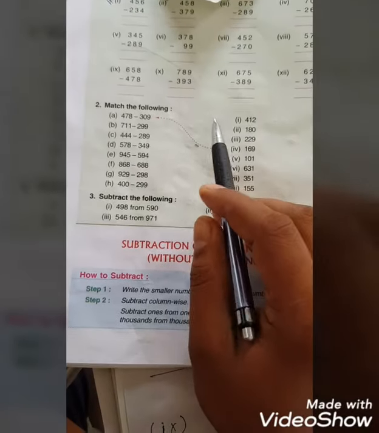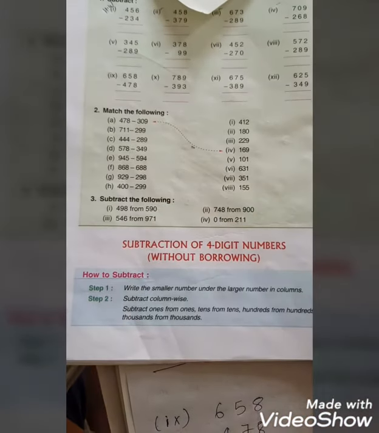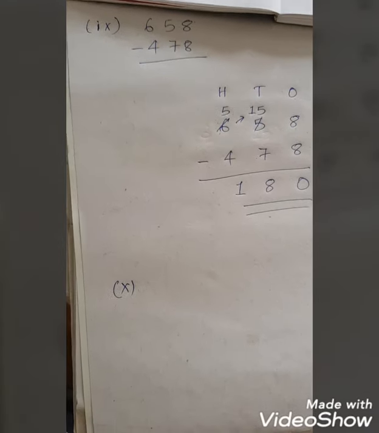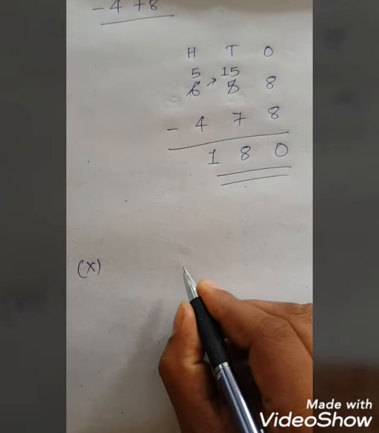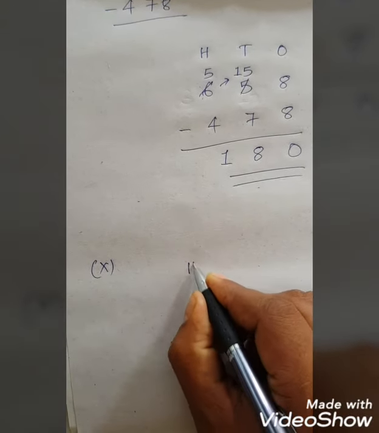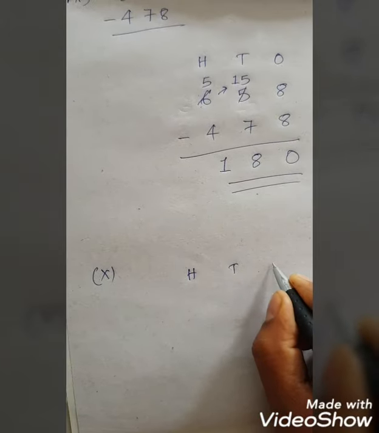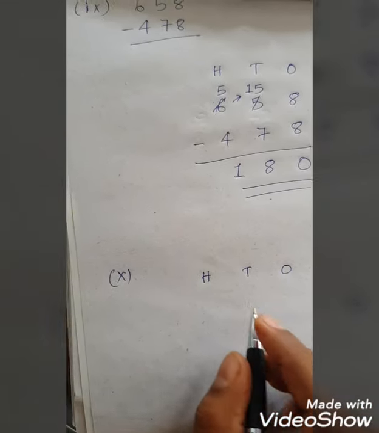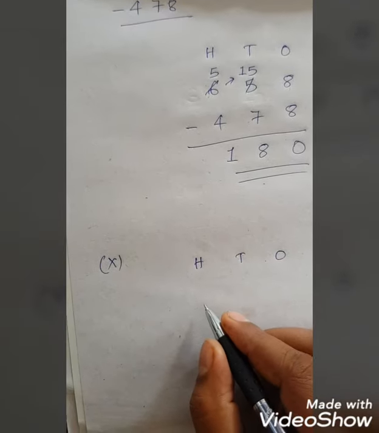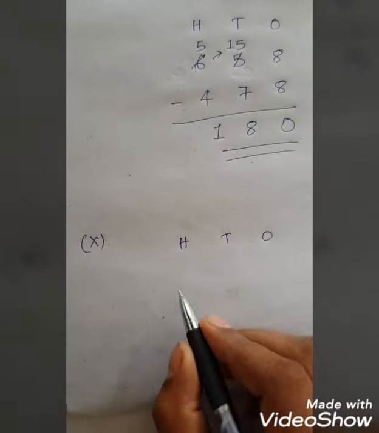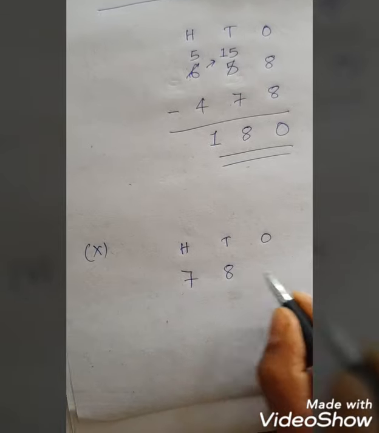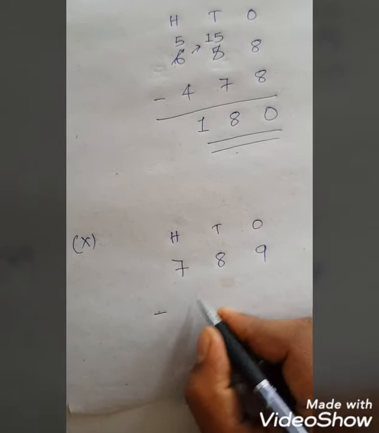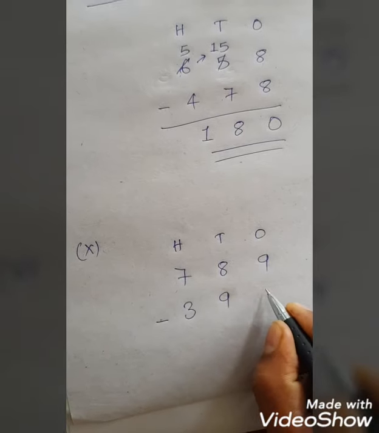Okay, next question number 10. 789 minus 393. For this question we have to write the place value first, then we can write the number according to the place value. 789 minus 393.